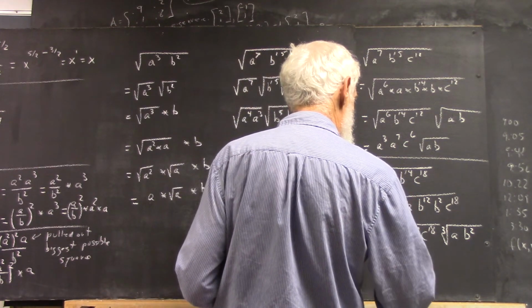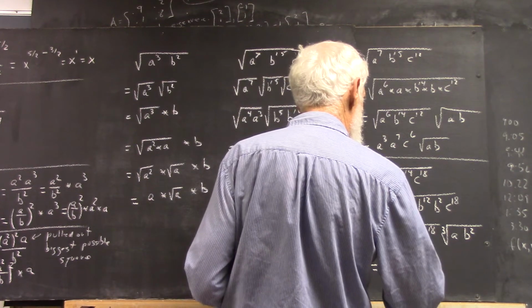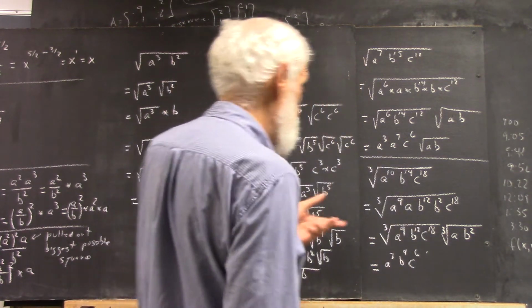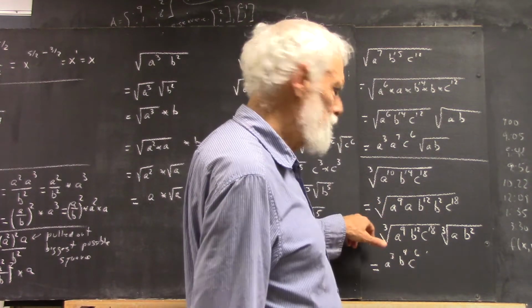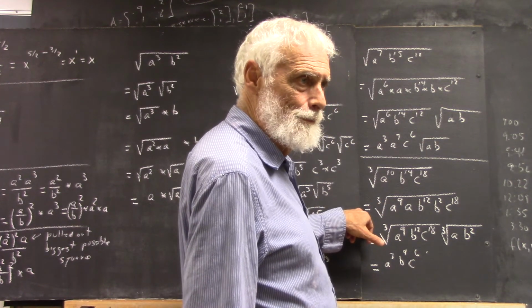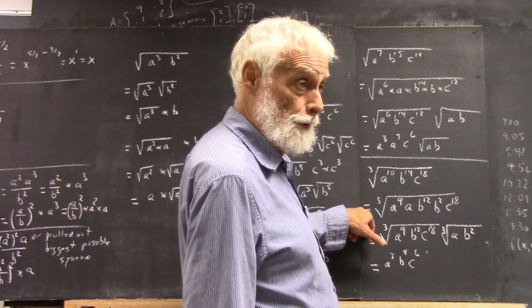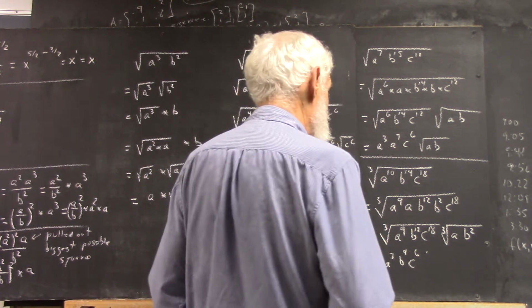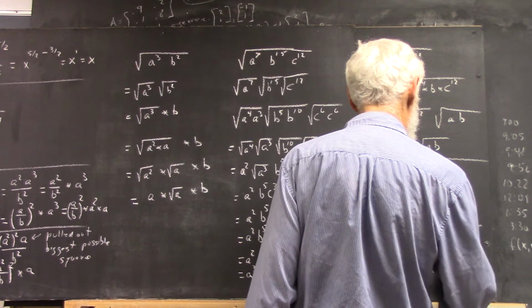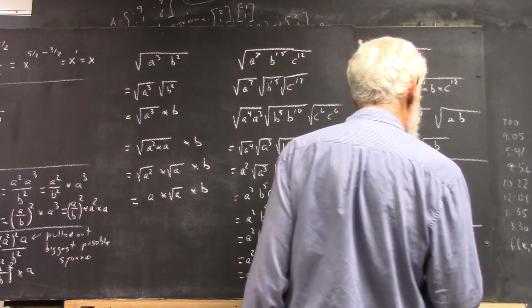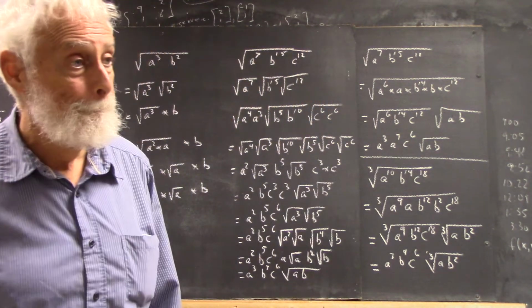And the 1/3 power of b to the 12th is b to the 4th. The 1/3 power of c to the 18th is c to the 6th. And I think 1/3 power instead of cube root, just to be sure, because that's what a cube root is. It's a 1/3 power. And then it's times the cube root of a b squared. Make sense?